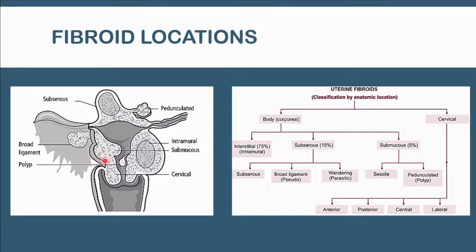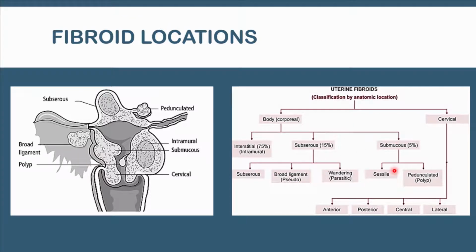Then sometimes they could be just underneath the mucosa of the endometrium, so you refer to those as submucosal type. So you have three main types: your interstitial, your subserous, your submucosal. All these are found in the body of the uterus. And then the subserous could either be wandering, they could be part of the broad ligament, they sometimes could just be subserous. I shall explain that a bit later on.